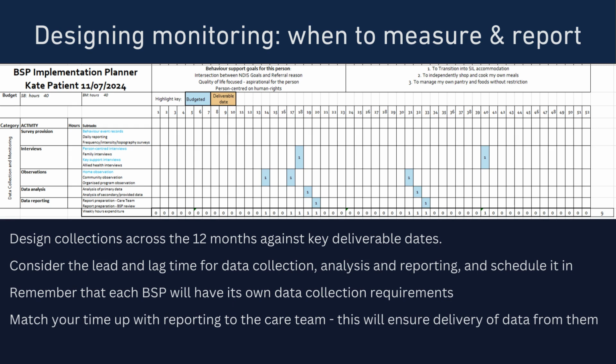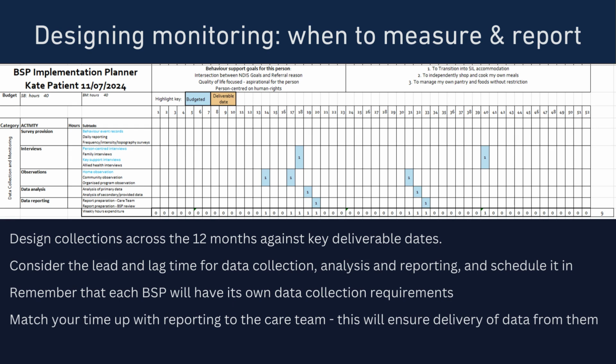What we would probably do is design our data collection against the key deliverable dates. And for Kate Patient here, you can see that the deliverable dates presumably sit around about weeks 21 and 34. There are key situations here that we've planned backwards from. We've looked at the lead and the lag time for that. So we've got our report preparation in week 20, and then in week 19 we've got our analysis. But our collections are occurring in weeks 17 and 18 and back here in week 14. So we've planned backwards from what our deliverables are likely to look like.